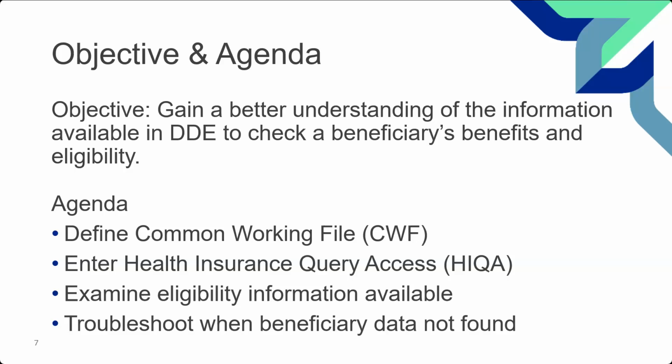Our goal is that by the end of this webinar, you'll have a better understanding of what information can be accessed in DDE as it pertains to checking a beneficiary's benefits and eligibility. We'll define some common terms, common working file. We call that CWF because, of course, it has to have an acronym. We'll learn how to enter the Health Insurance Query Access, or HIQA. We'll examine the types of eligibility information that are available, and then we'll discuss ways to troubleshoot if the beneficiary data isn't found.